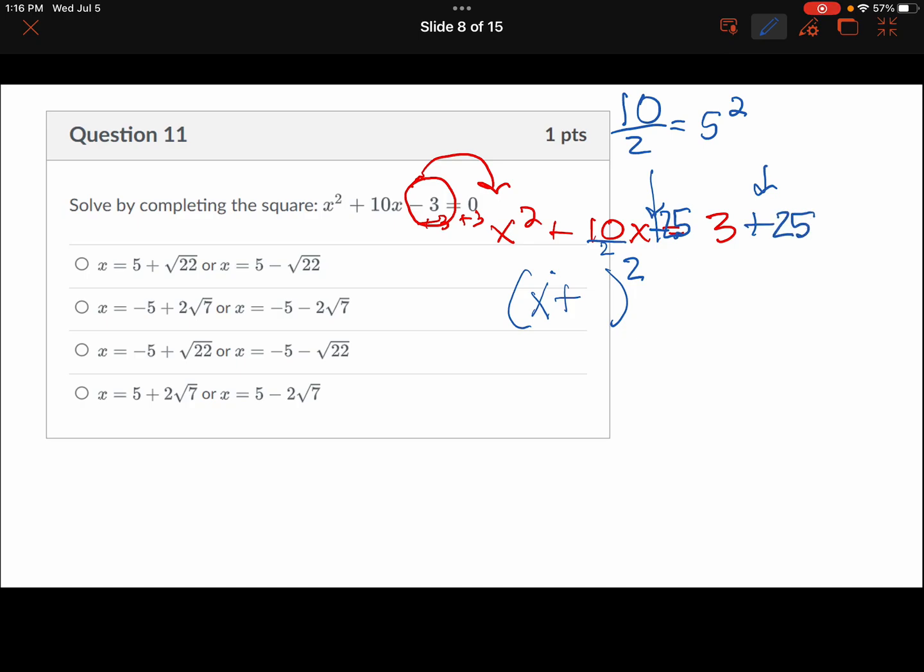And that number you add is always determined by the middle term here. If that had been a 4, I would have taken half of 4, which would have been 2, and squared it. If that number had been 20, I would have taken half of 20, which is 10, and squared it. And that's the number you're going to add.